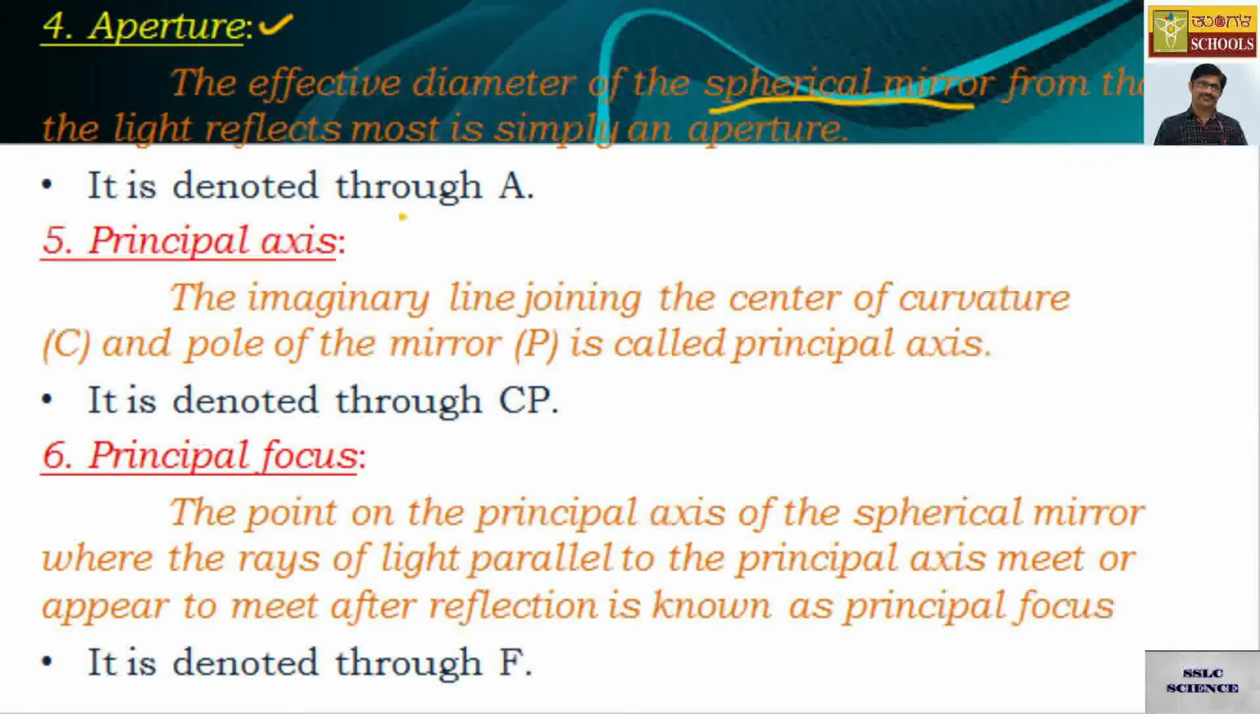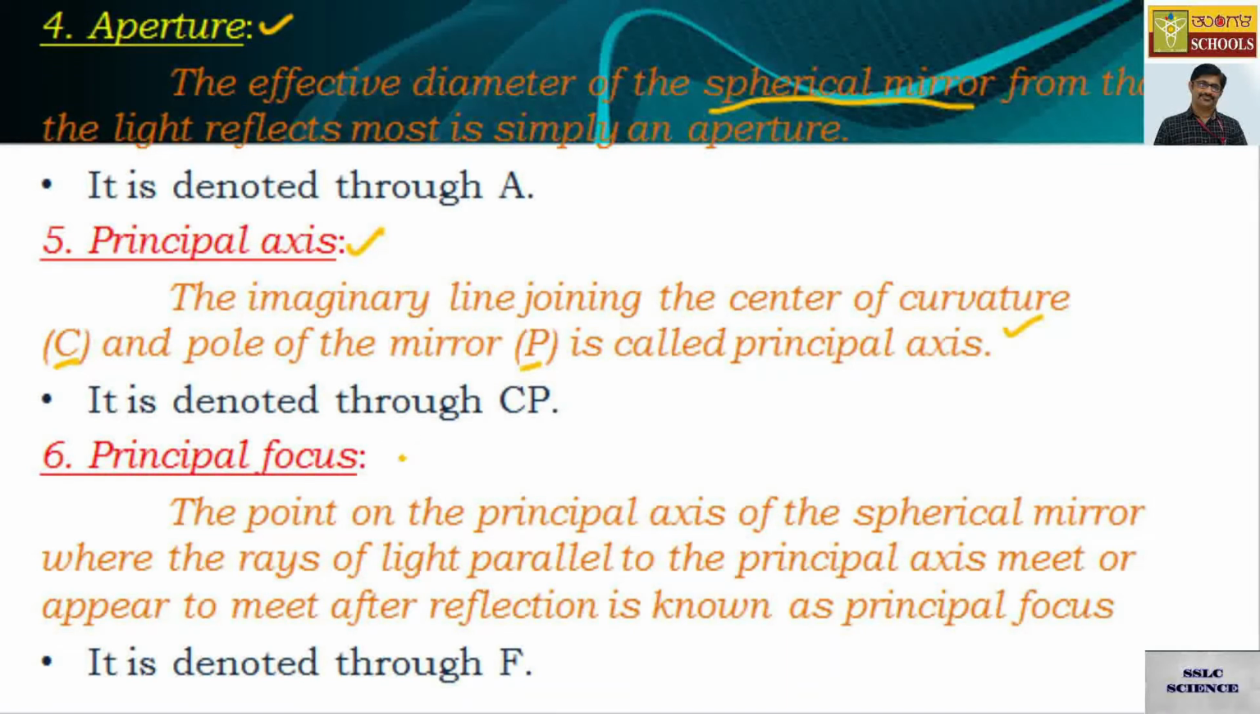Let us take principal axis, principal focus and focal length one by one. First one in this case is principal axis. Overall that is fifth. Principal axis. The imaginary line joining the center of curvature C and the pole of the mirror P is taken as the principal axis.